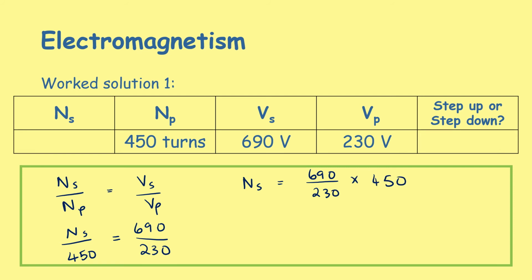Again, we can simplify our fraction if we'd like to. 690 over 230 is equal to 3. So NS equals 3 times 450. So our final answer is 1,350, and that's turns.